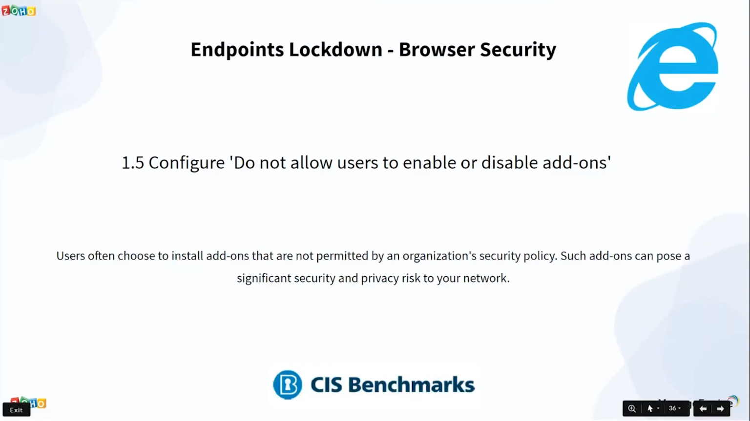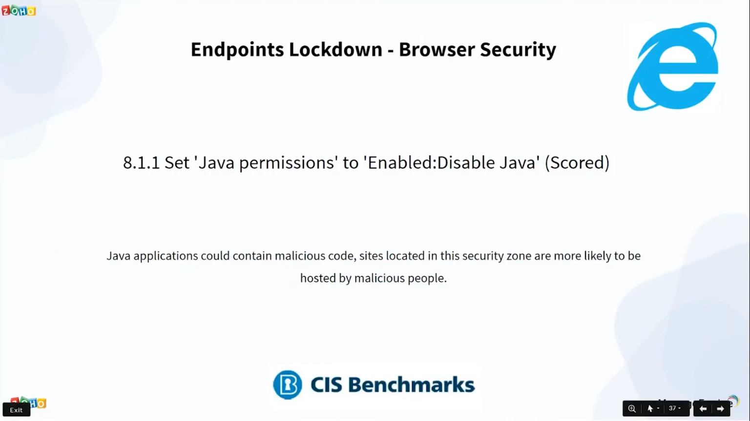The next feature, according to the CIS benchmark provided by the Endpoint Lockdown, considering browser security, is setting Java permissions either to enabled or to a specific version. As you know, Java applications can contain malicious code. Whichever sites are located in the security zone are more likely to be hosted by malicious people. So you can keep track of Java permissions.